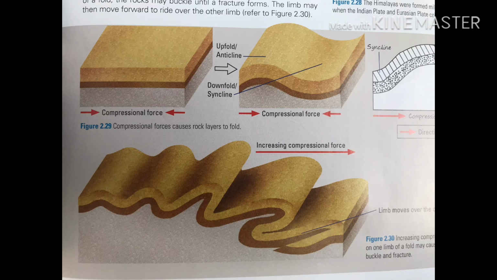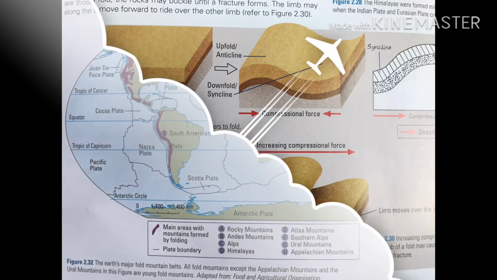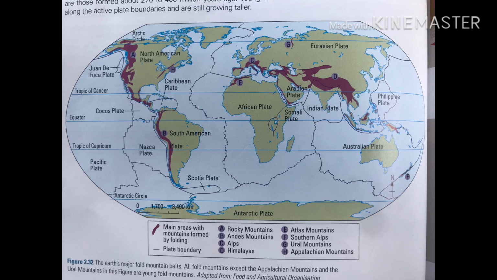Note that for compressional force landforms, your synclines are your downward area and your anticlines are the top of the fold. So these are important terms that you need to know to describe folding.